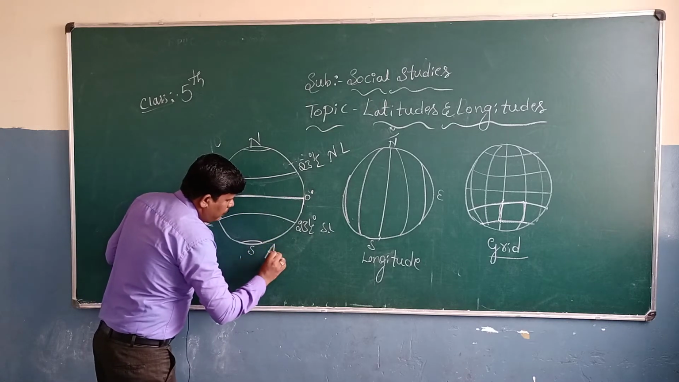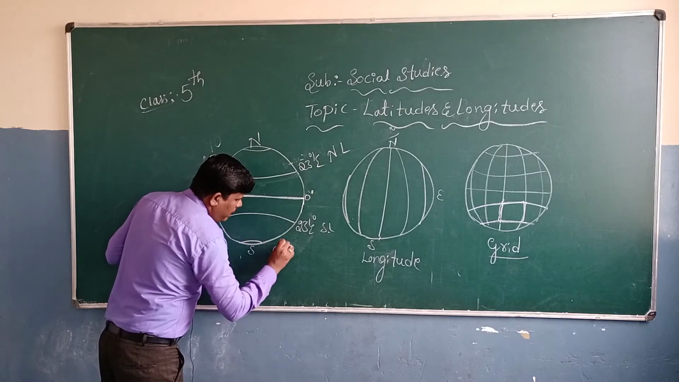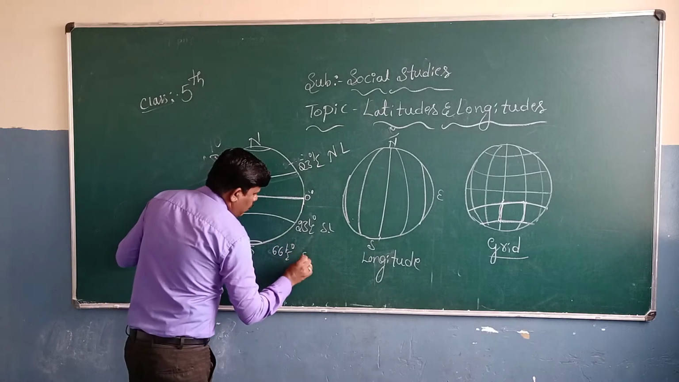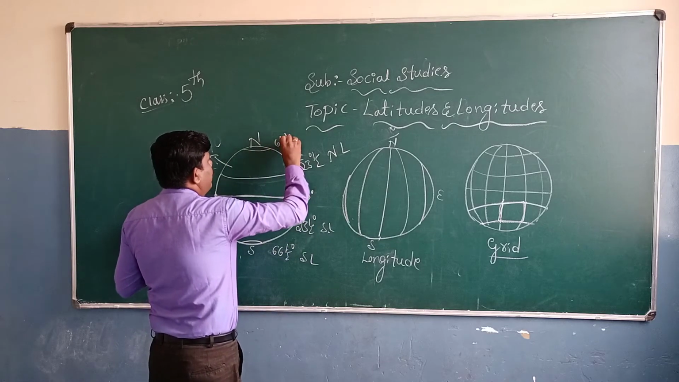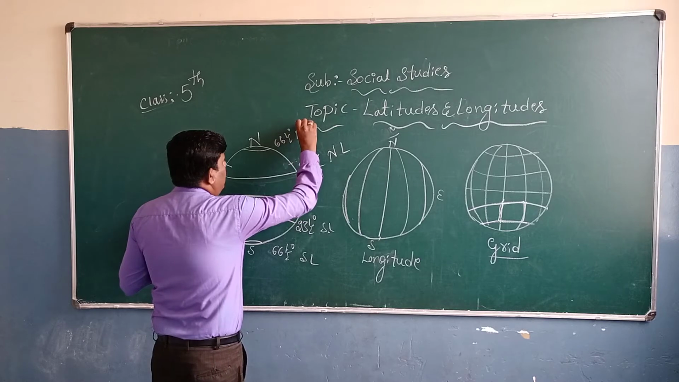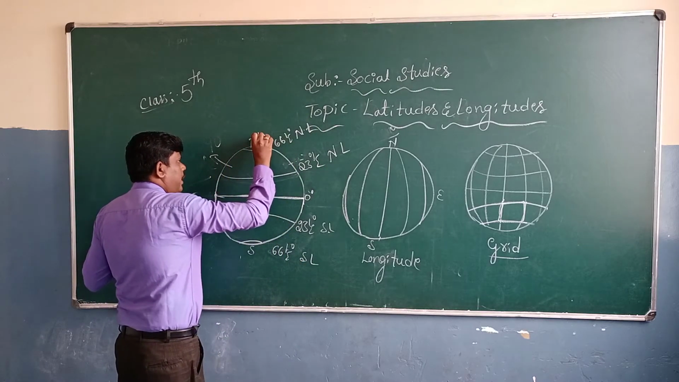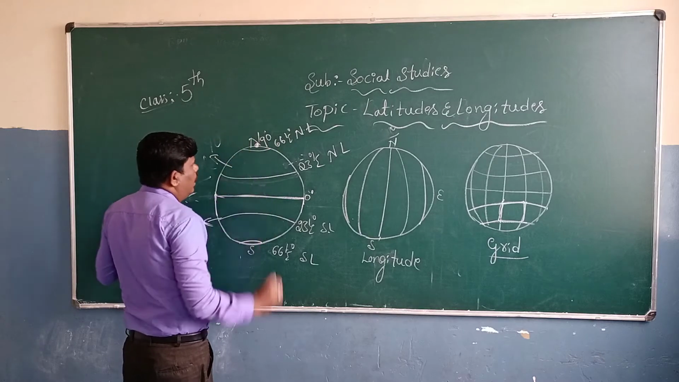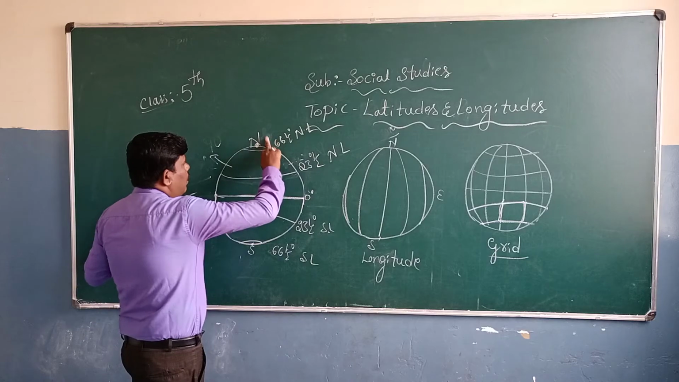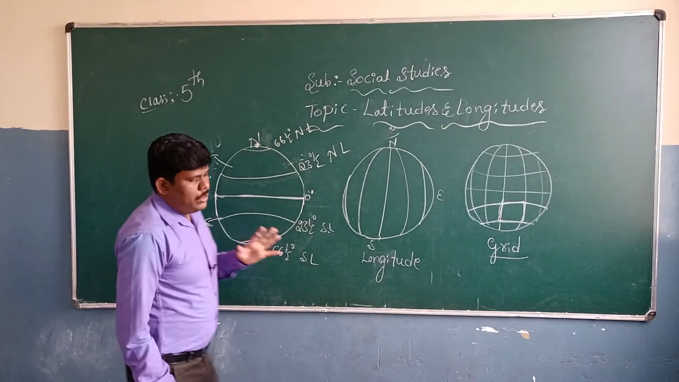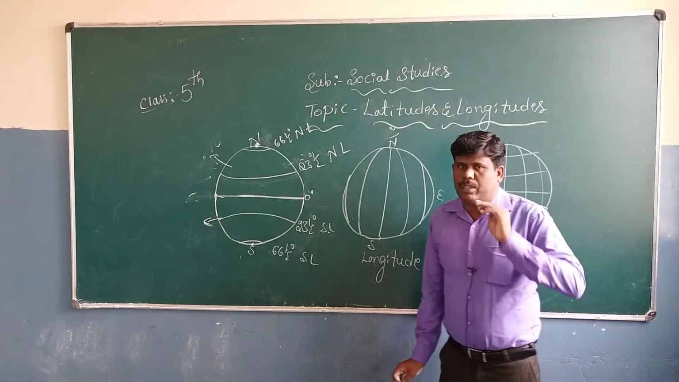Then 66.5 degrees south latitude, the Antarctic Circle, and 66.5 degrees north latitude. The last point is 90 degrees, the north pole and the south pole. These are not mentioned in our text, so only 4 latitudes are mentioned.